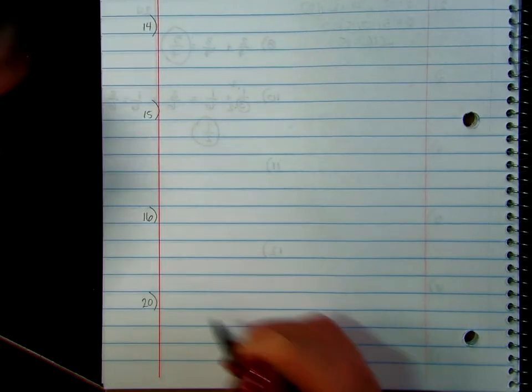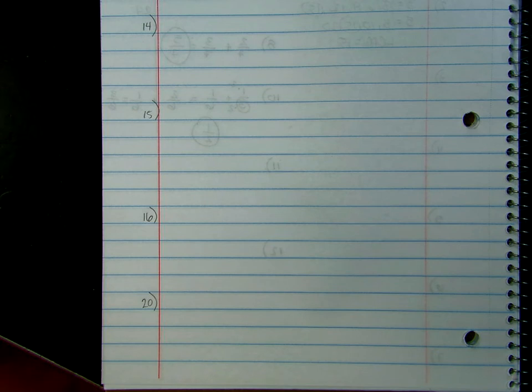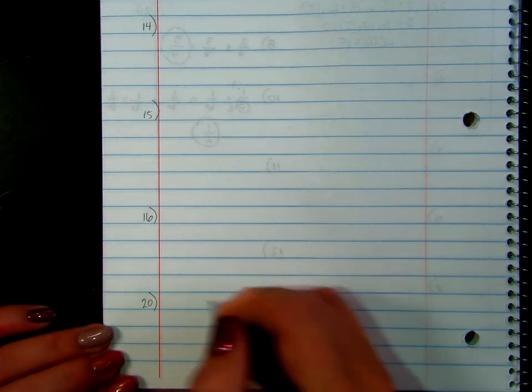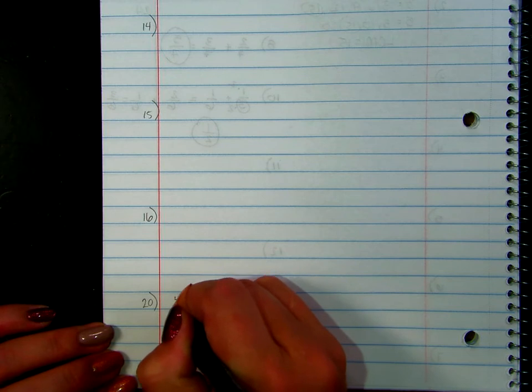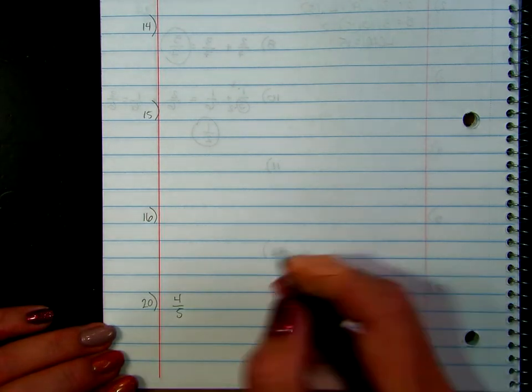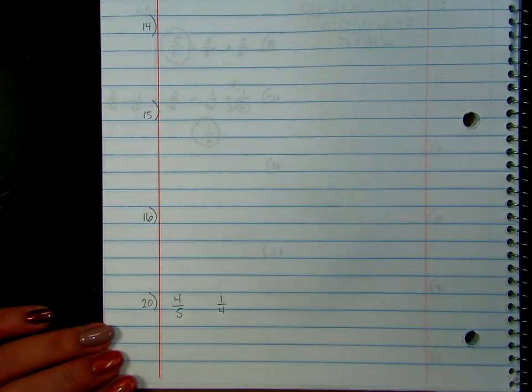Okay, so on number 20, it happens to be a word problem. Don't get afraid of these, okay? It says, one day after school, Keenan worked on his math homework for 4/5 hours. Okay, so we have 4/5. And his English homework for 1/4 of an hour. How long did Keenan work on homework for these two subjects?